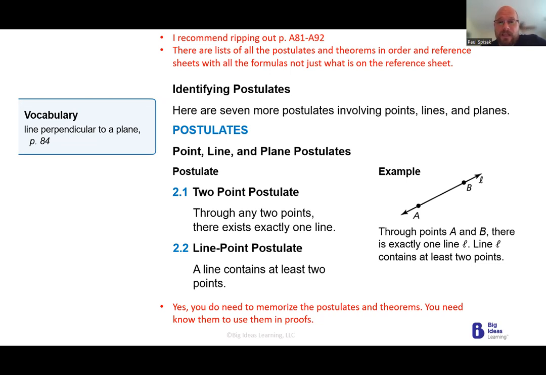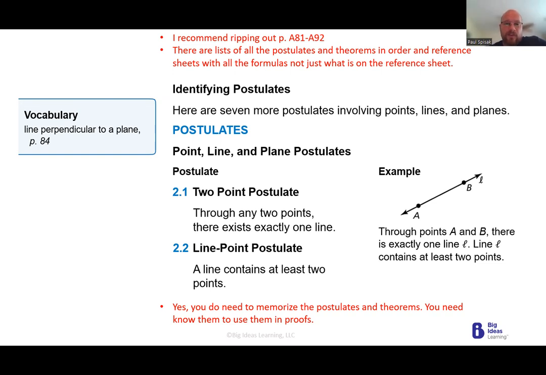So now, identifying a postulate. First off, what is a postulate? A postulate is something that is accepted as true. We did that definition back in the first chapter. So on here, we are going to have 7 postulates involving points, lines, and planes.